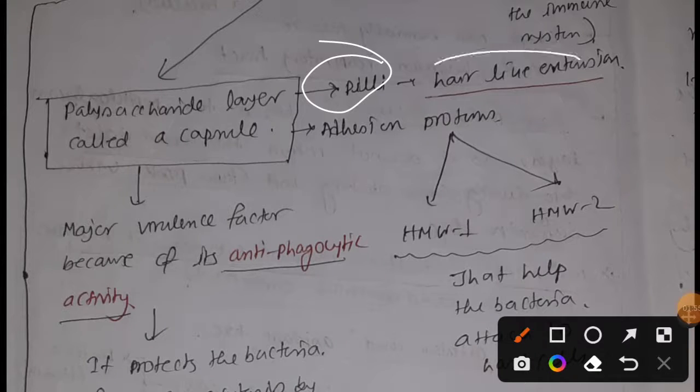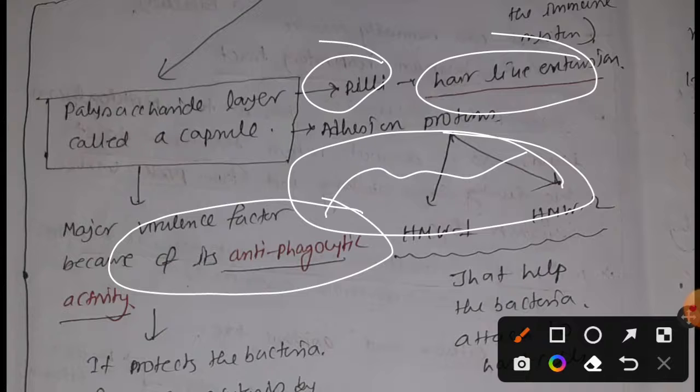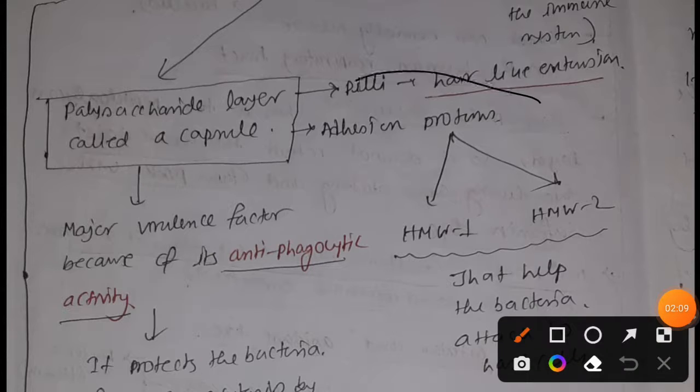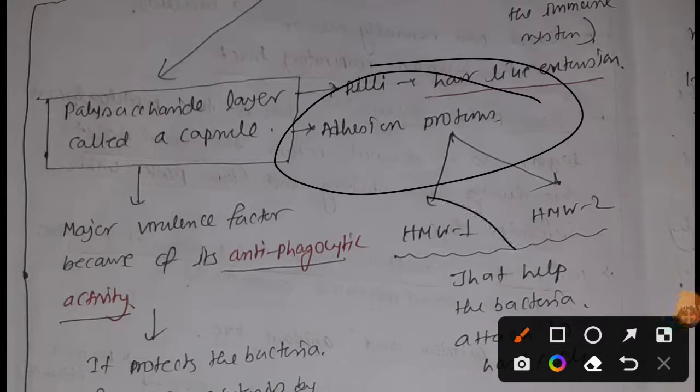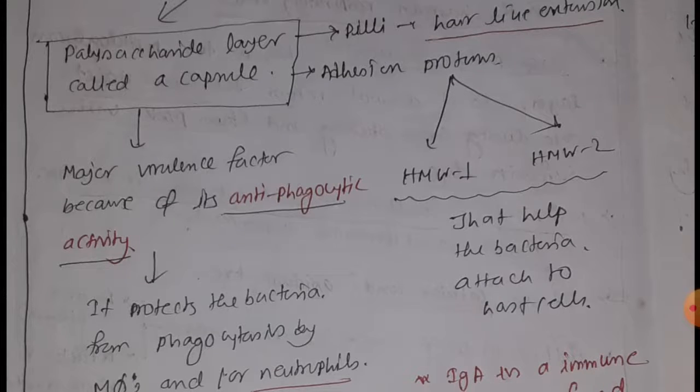These pili are hair-like extensions which help bacteria attach to the host cell. These pili are nothing but, let's say, this type of thing, which allows bacteria to attach to the host cell. And two extra adhesion proteins are present, HMW1 and HMW2. So that is the idea of the virulence factor of the polysaccharide layer.